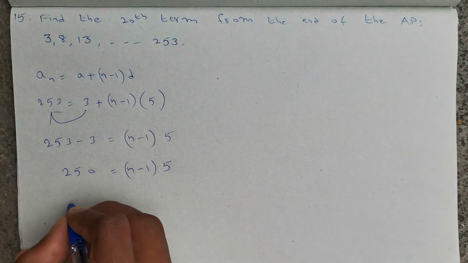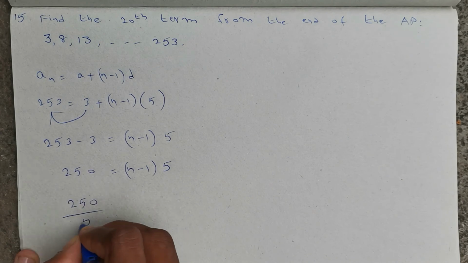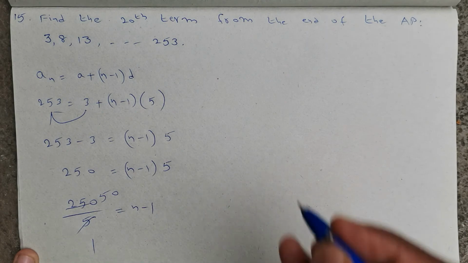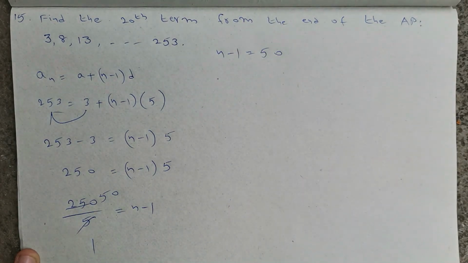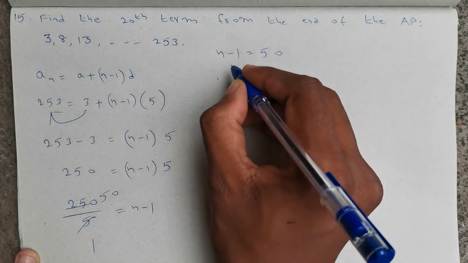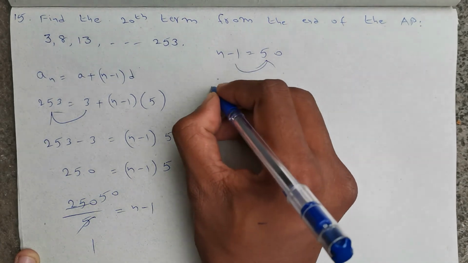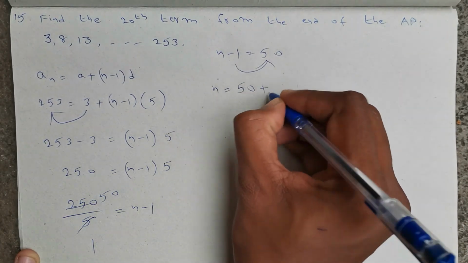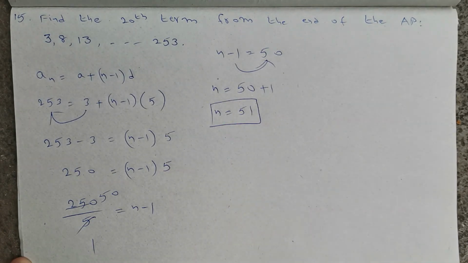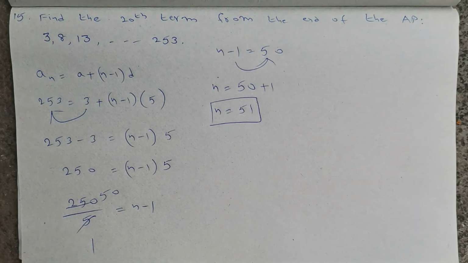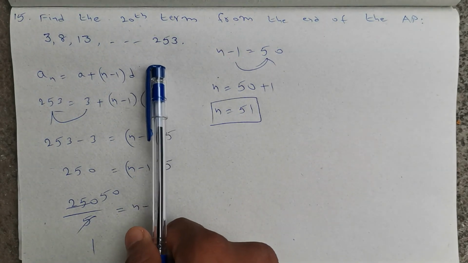This 5 I will take to the left side, so we will get 250 divided by 5 is equal to n minus 1. 5 ones are 5, 5 tens are 50. So n minus 1 is equal to 50. Then this minus 1 if we take to the right side it will become plus 1. So n is equal to 50 plus 1, then n is equal to 51. It means a total of 51 terms are there in the given progression.